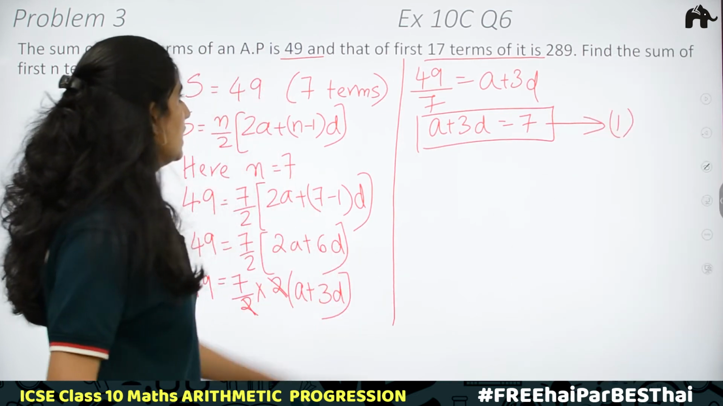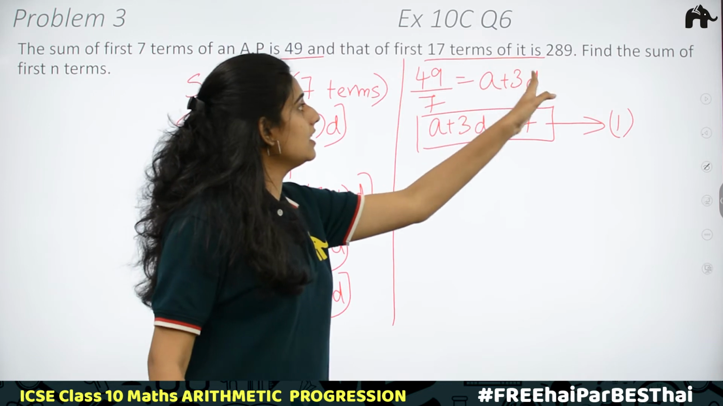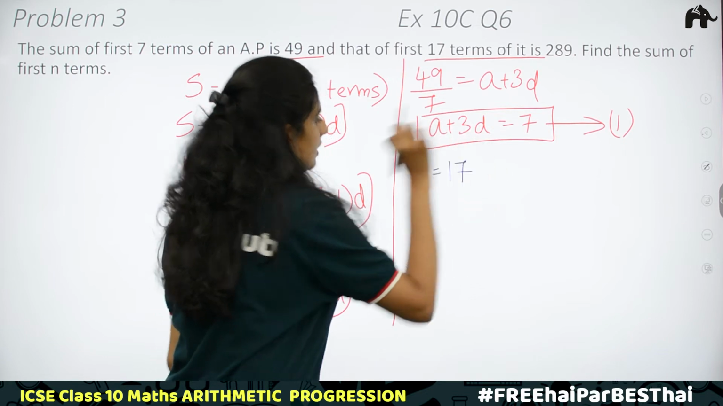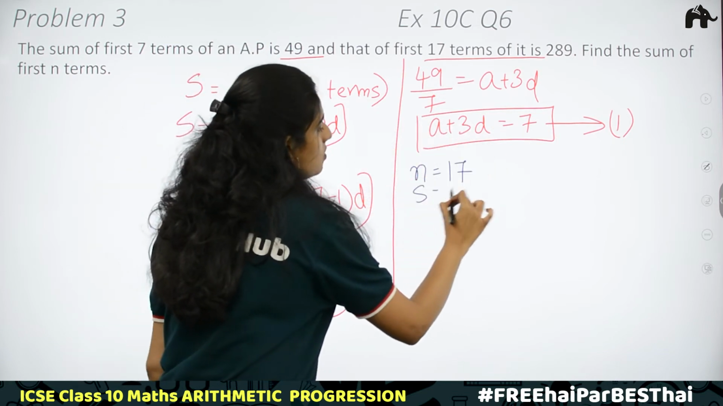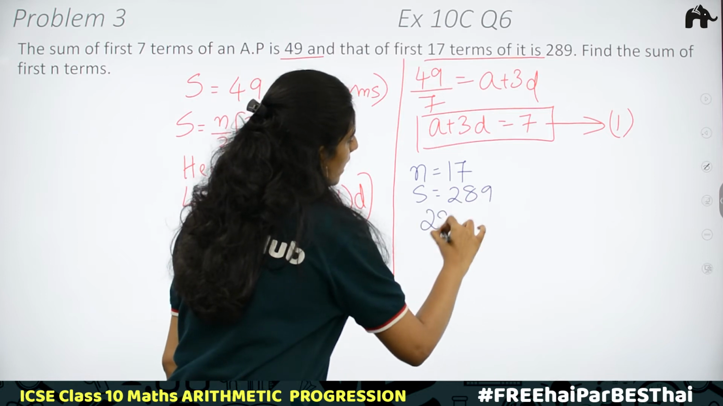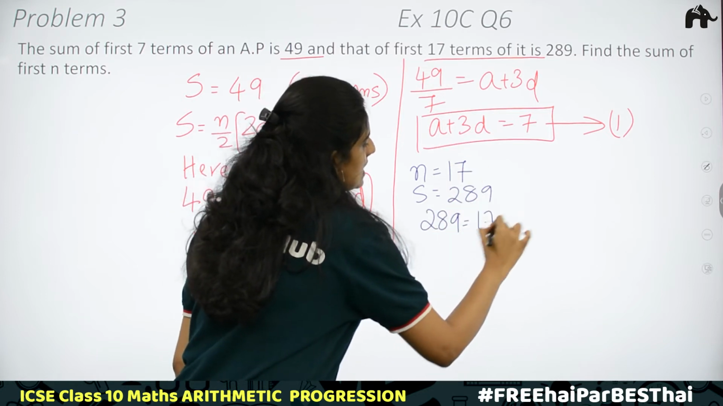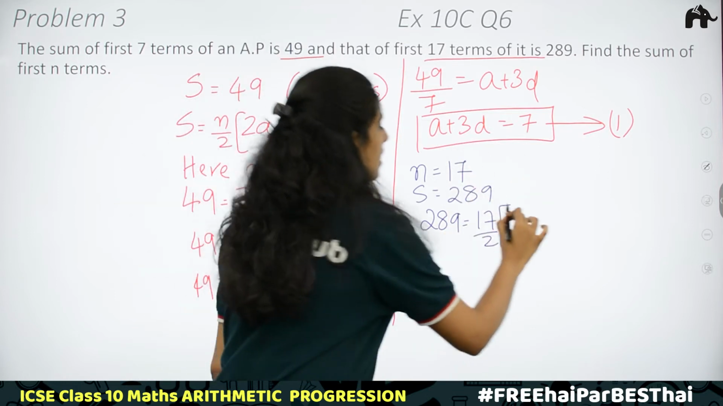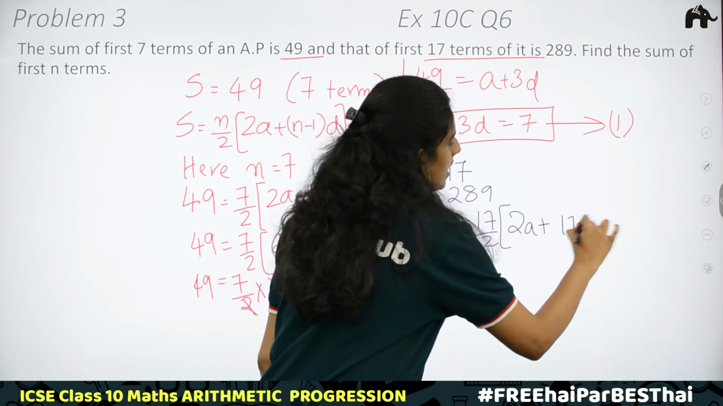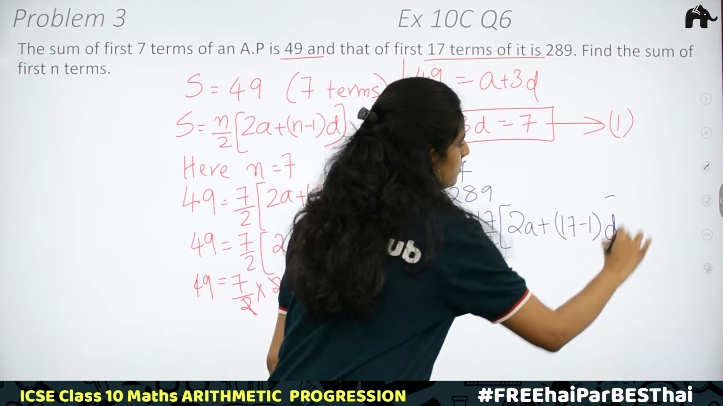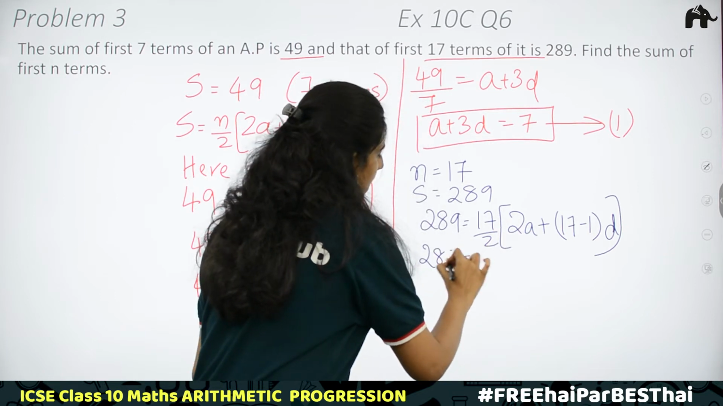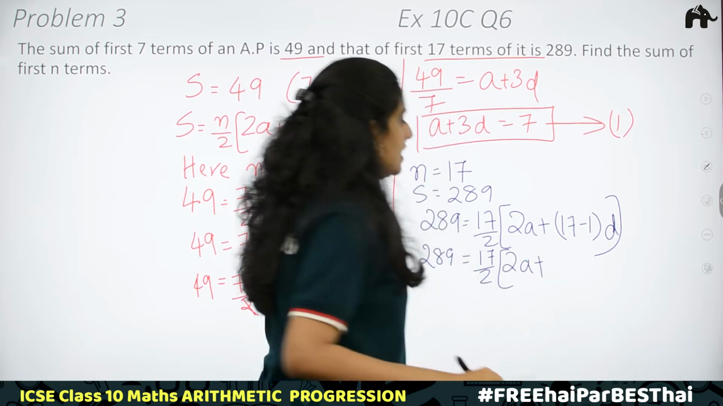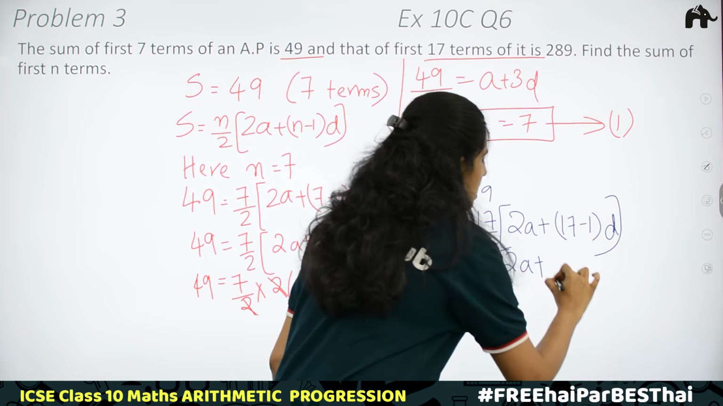Now the second part: the sum of the first 17 terms is 289. First 17 terms, when n is equal to 17, S is equal to 289. That is 289 is equal to n by 2, 17 divided by 2 into, here again we don't know what a and d are, 2a plus n minus 1, 17 minus 1, into d. Then 17 divided by 2 into 2a plus 17 minus 1 is 16, 16 into d.